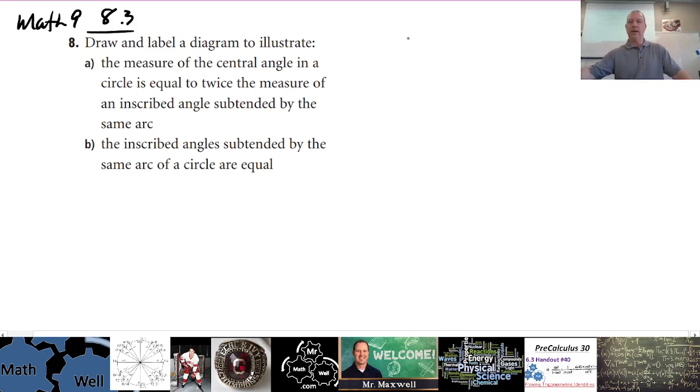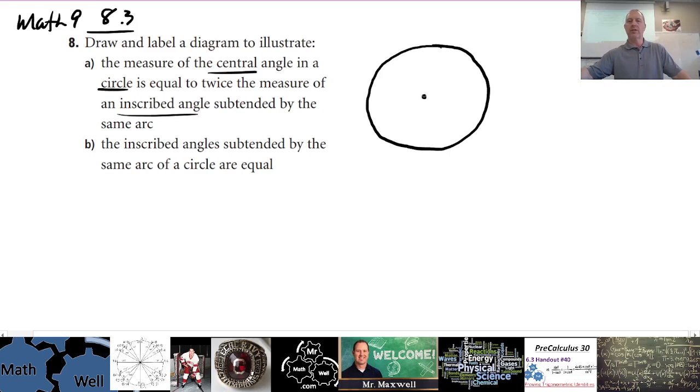So to draw and label a diagram from those words, I want you to show me that you know what those words mean, what that sentence means. So you need to know what a central angle is. You need to know what an inscribed angle is. You need to know what a circle is. And you need to be able to show me graphically or pictorially what this property says.